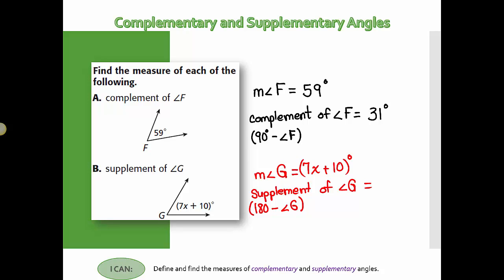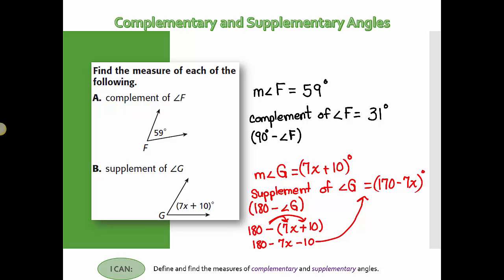Now, because angle G is an expression, I need to make sure that I do some computation here just to make sure that I get the correct expression. So down here, I'm just going to compute it. I'm going to do 180 minus angle G, which is 7x plus 10. I'm going to distribute my negative, and I'm going to get 180 minus 7x minus 10. And then I'm going to come up here. The supplement is actually going to be 170 minus 7x degrees.